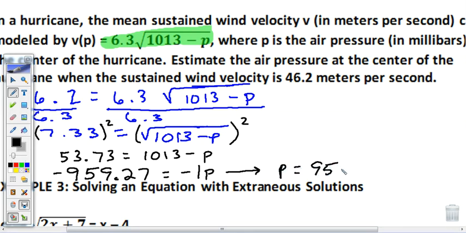So in this particular hurricane, where the wind velocity is 46.2 meters per second, what's the air pressure at the center of the storm? 959.27, but that represents the number of millibars. Is it okay if I put MB down there? How you guys feel about that?